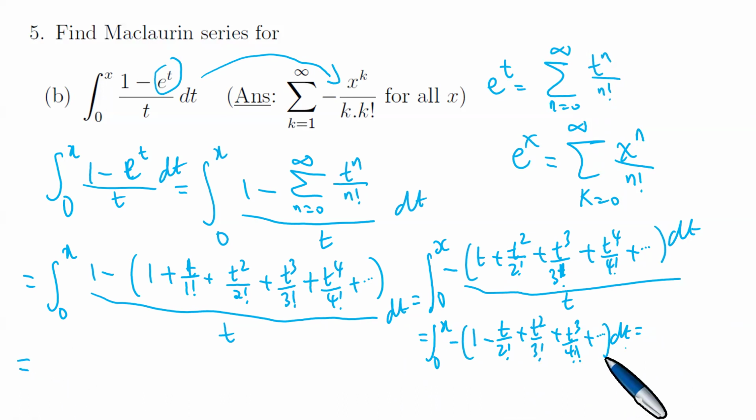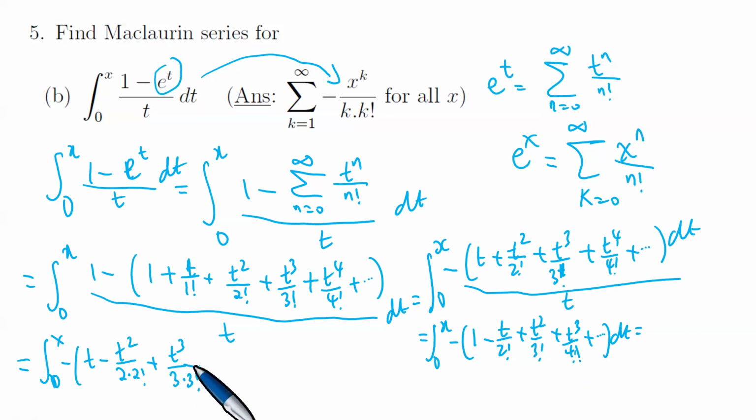So we can start from here, which is the integral from 0 to x. Then you integrate this. What is the integral of the 1? It is just t. The integral of this one is going to be t squared over 2, which is 2 times 2 factorial. The integral of this one is going to be t cubed over 3 times 3 factorial. The integral of the next one, and so on. We found the integral, so we'll remove the integral sign, because we've already found the integral.